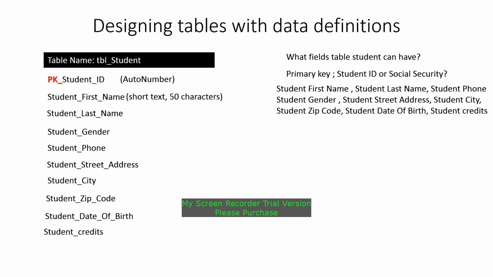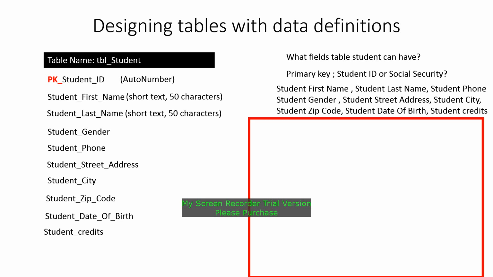So why did I choose 50 characters? Because usually I don't know any first name which has more than 50 characters. 50 is, I think, also a lot, but 50 characters should be enough. Then we have student last name. I would put 50 characters too, because 50 characters is a pretty long last name.